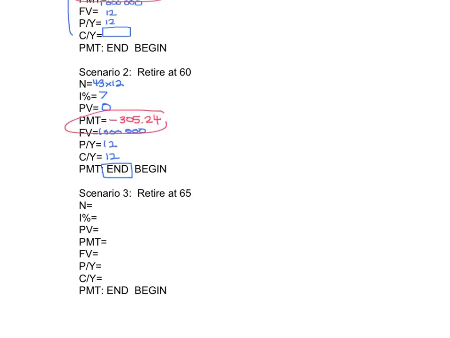And if we work 5 years longer than that and say we're going to retire at 65, that would be working for 48 years and making monthly savings payments. So 7%, present value is 0, still saving $1 million.